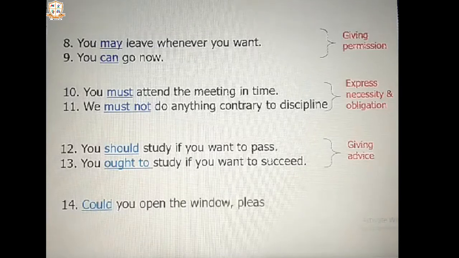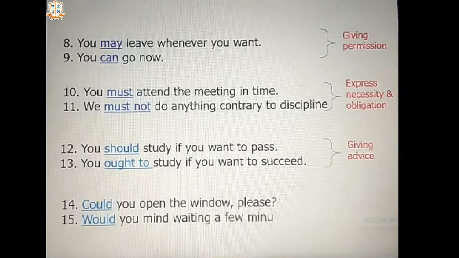Now let's read number 14 and 15. Number 14. Could you open the window, please? Would you mind waiting a few minutes? Could and would are used here for making a request. They are used to make requests in a polite way.